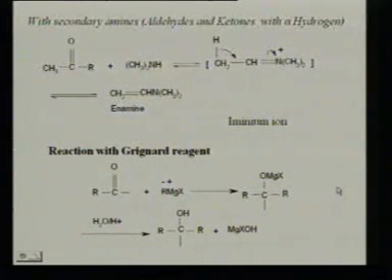Enamine is basically what we also call a vinyl amine. Enamines are very important intermediate products in organic synthesis. Another synthetically very important reaction, which you would have studied in your organic chemistry courses, is where the carbonyl compounds react with Grignard reagent and form a number of products which have a lot of synthetic value.